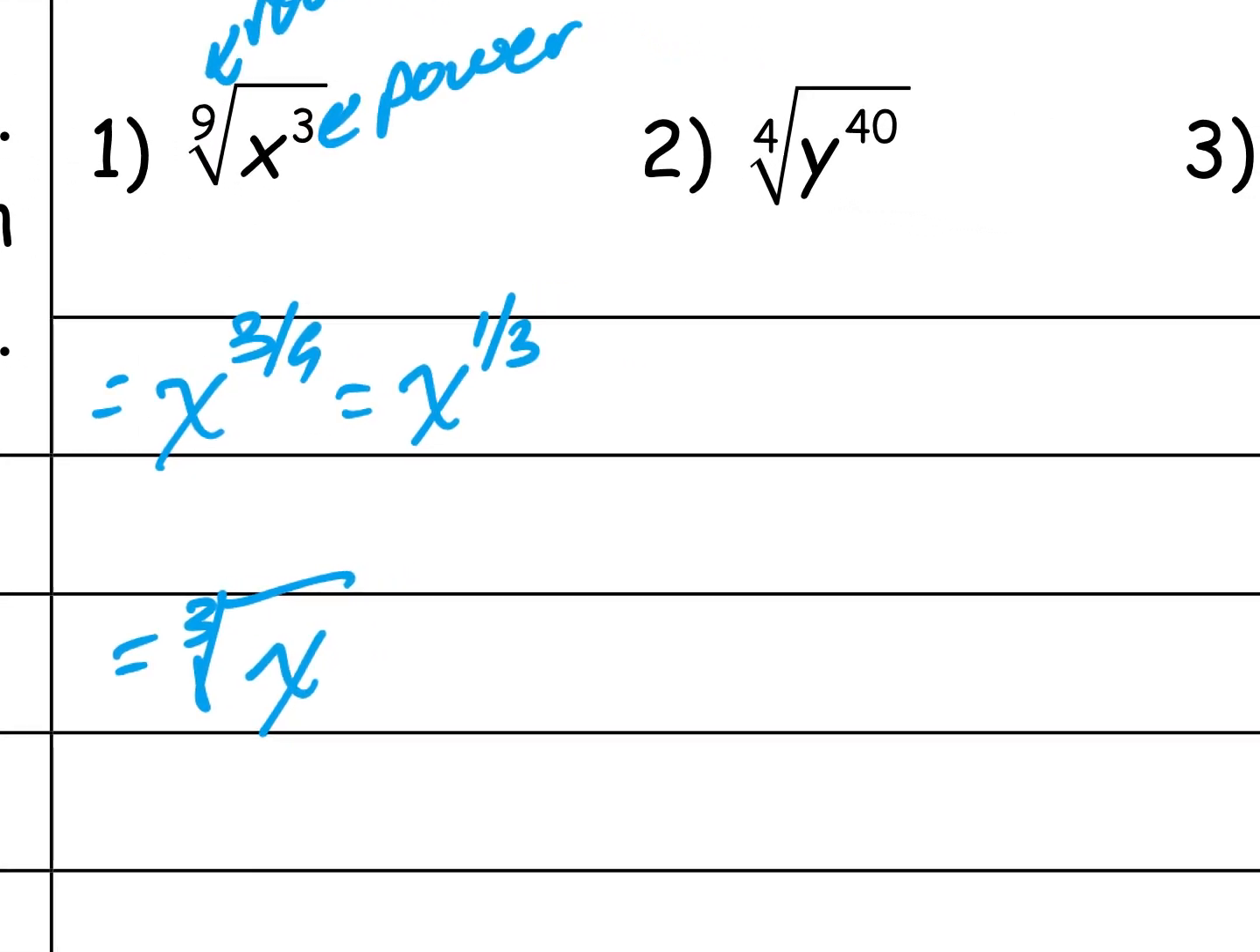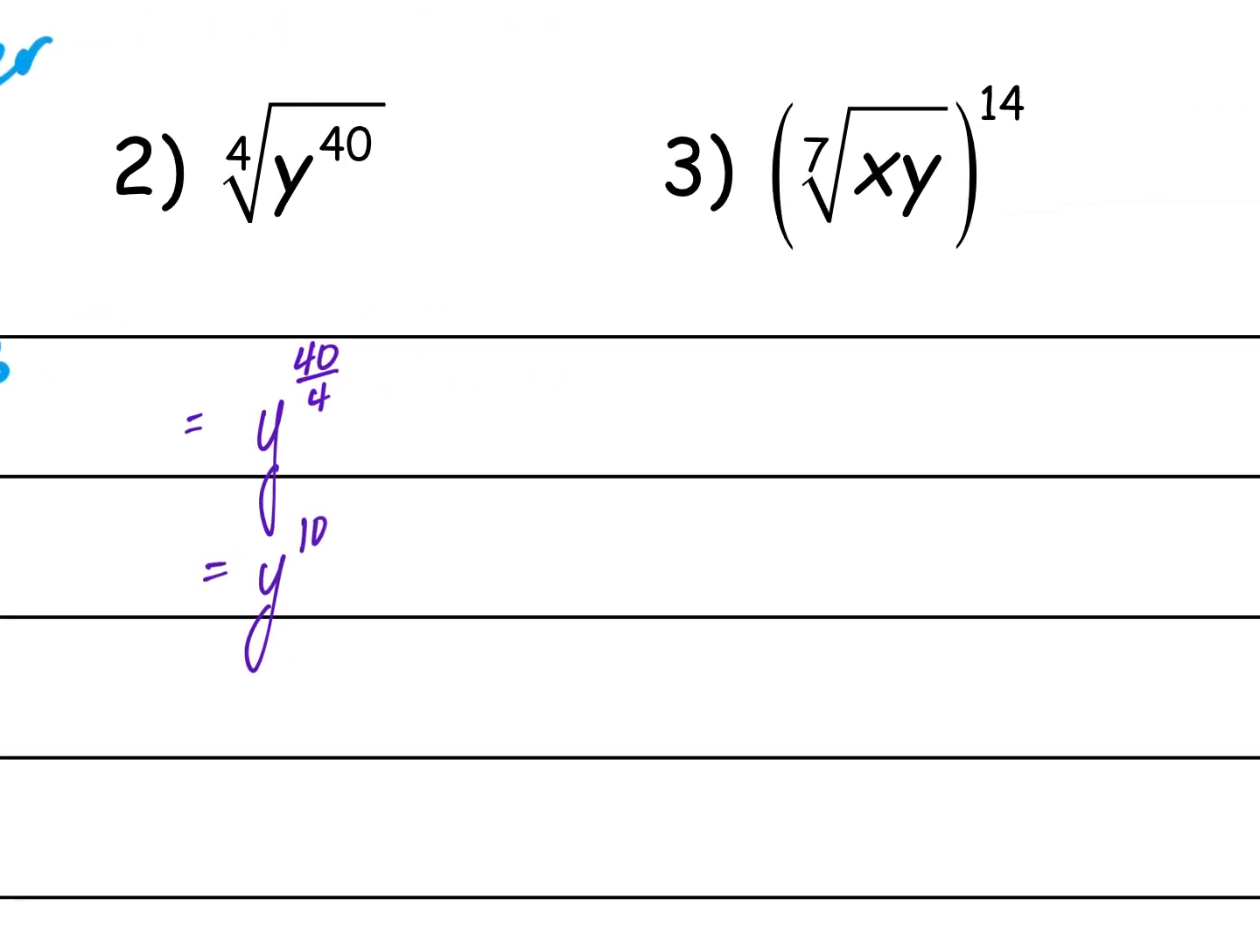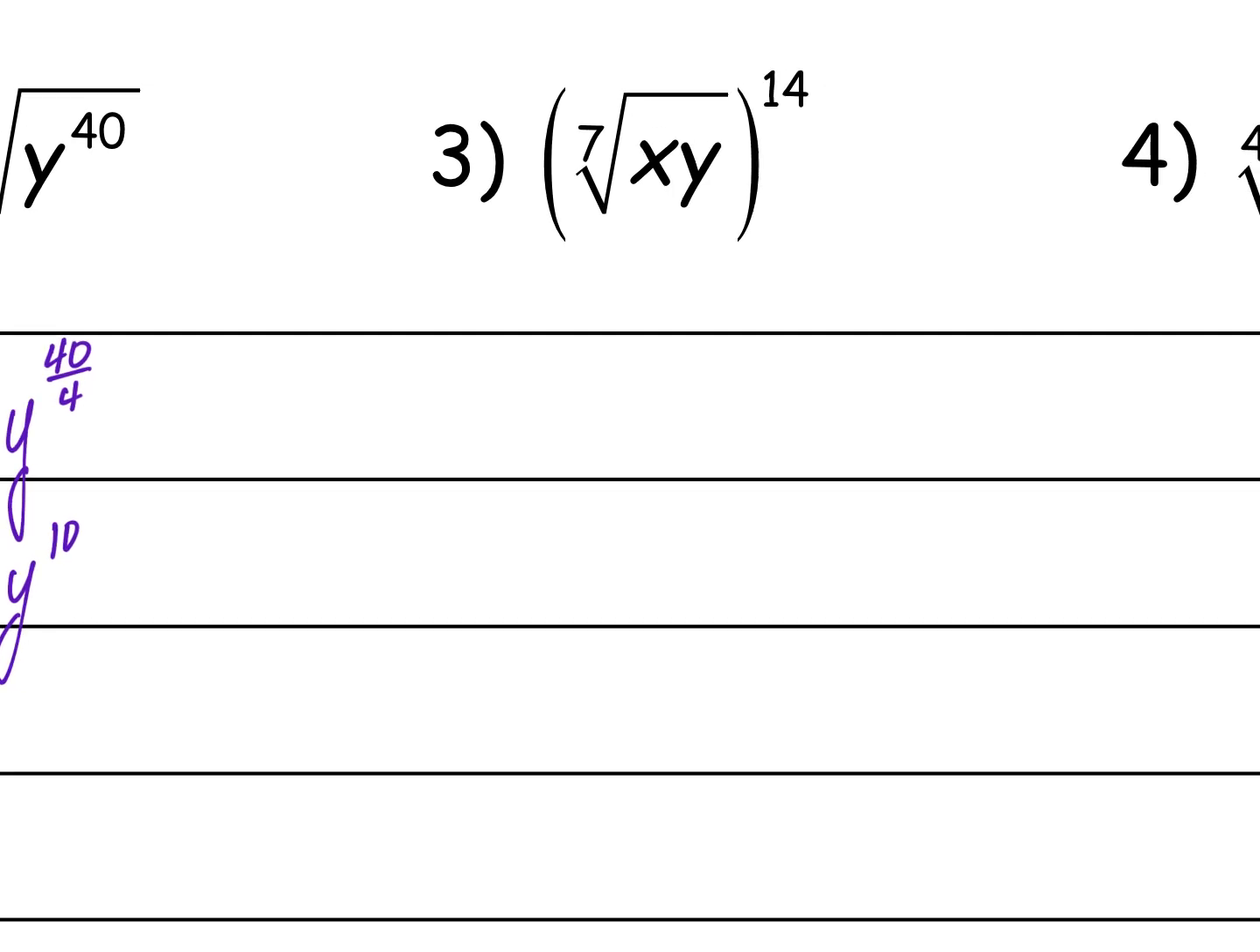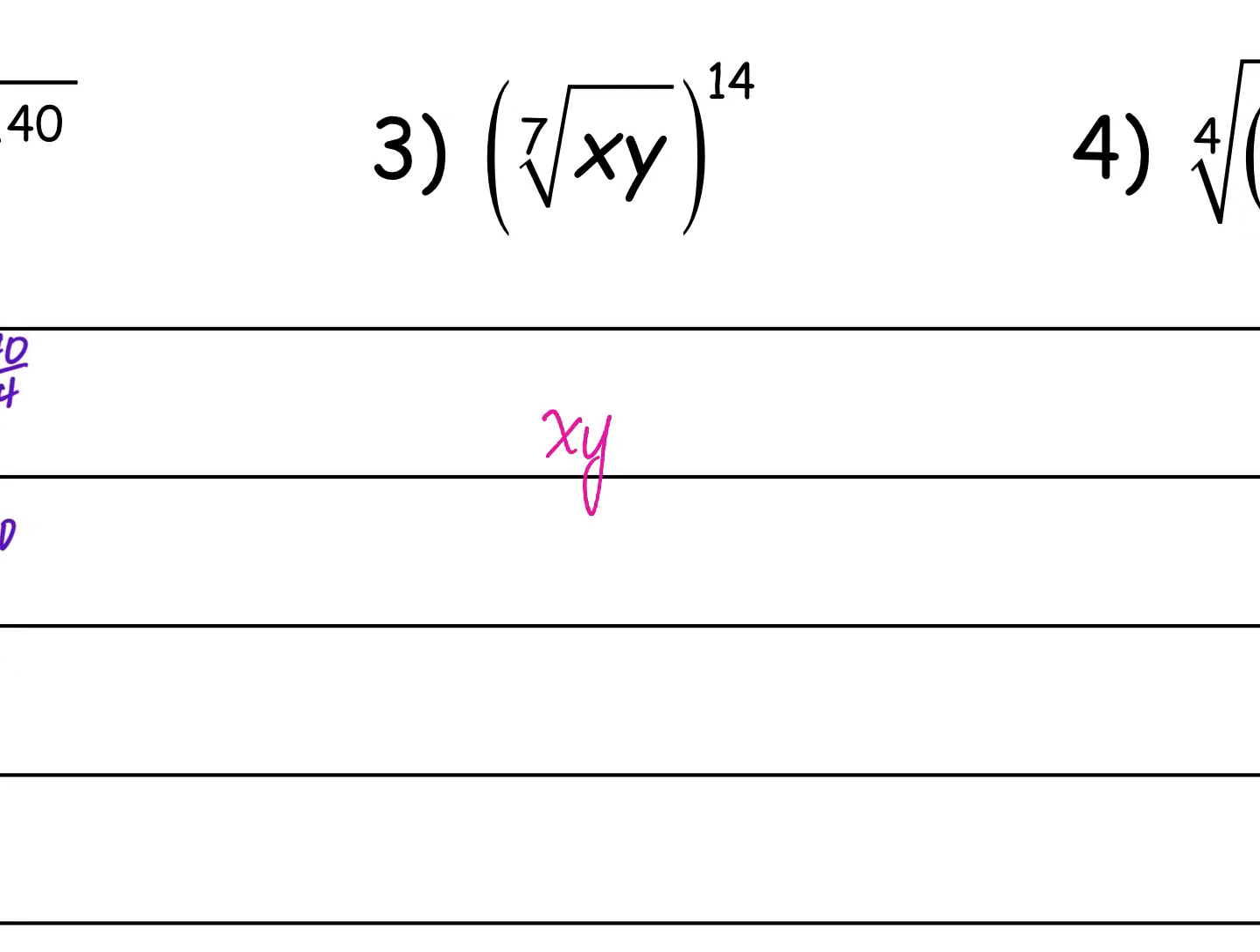So if we do the same thing for number 2, right? Number 2 is going to become y to the 40th over 4, which equals y to the 10th. Done. Okay. And then number 3 says x, y to the 14 sevenths is going to be x squared, y squared.